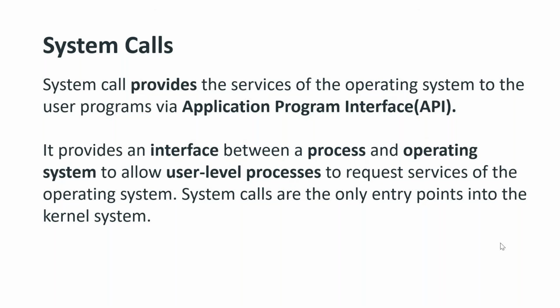Now guys, if you want to deep dive a little bit more into the system call, you don't need it, but just for the high level: system call provides the service of the operating system to the user program via the API, application program interface. This provides an interface between the process and the operating system to allow user level processes to request services of the operating system. So syscalls are the only entry point into the kernel system. That means if you want to talk to the kernel for any resources, syscall is the only entry point.